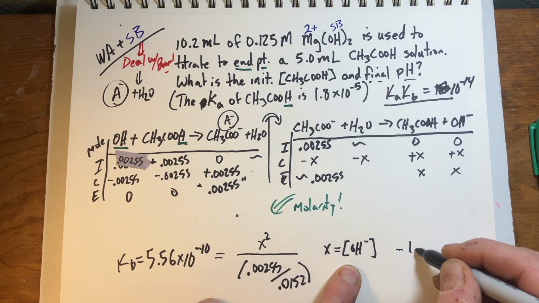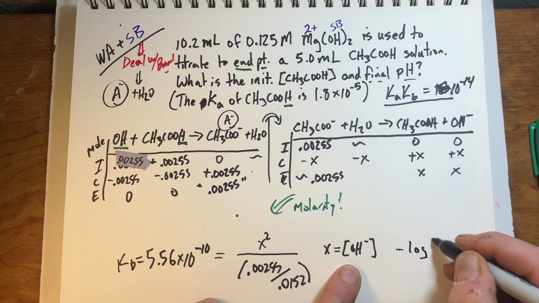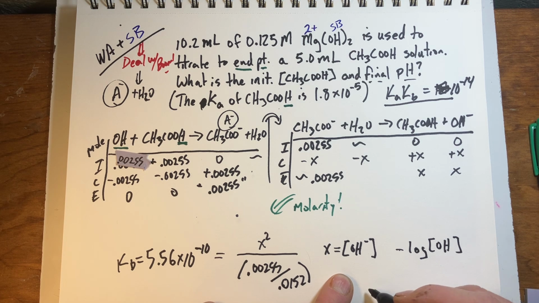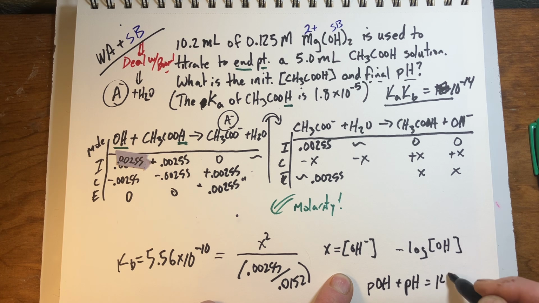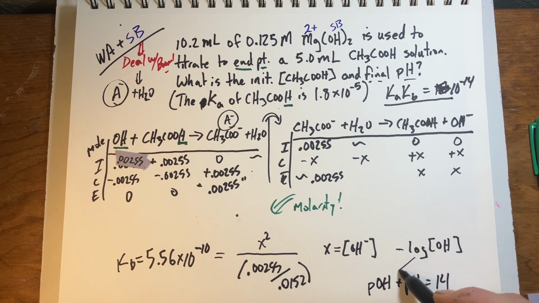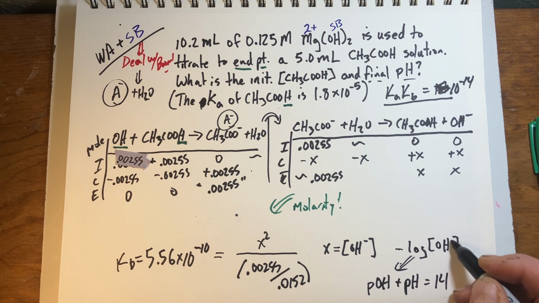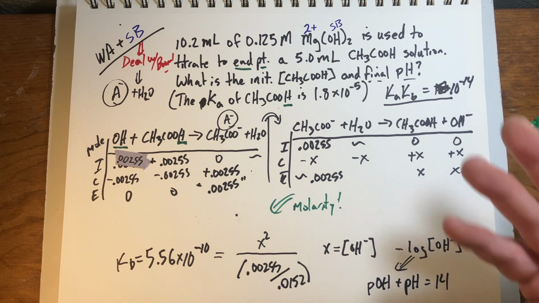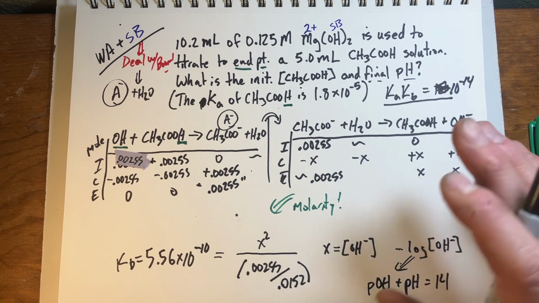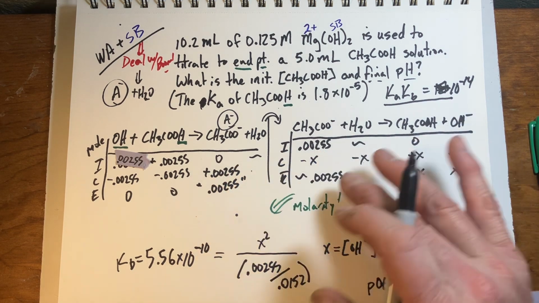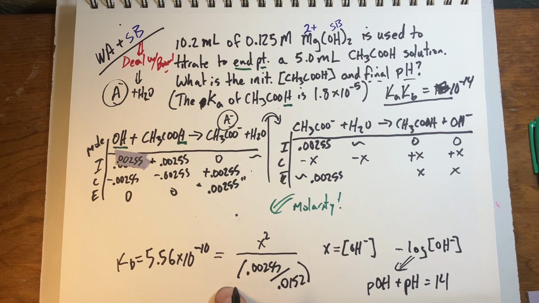So if I take the negative log of that hydroxide concentration, I can then plug it into the pOH plus pH is equal to 14. I can plug that in, because negative log is p. I can plug that in, find pH, and find my answer. So I think for the sake of time and space, I'll just leave that. This is usually the hardest part, is just getting down to this point with the right numbers.